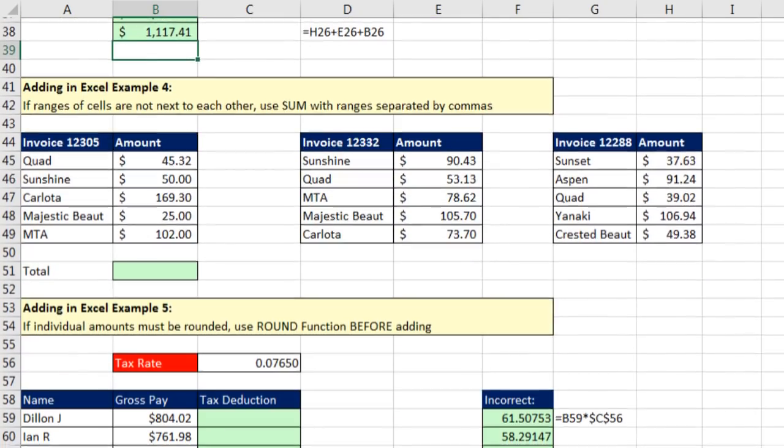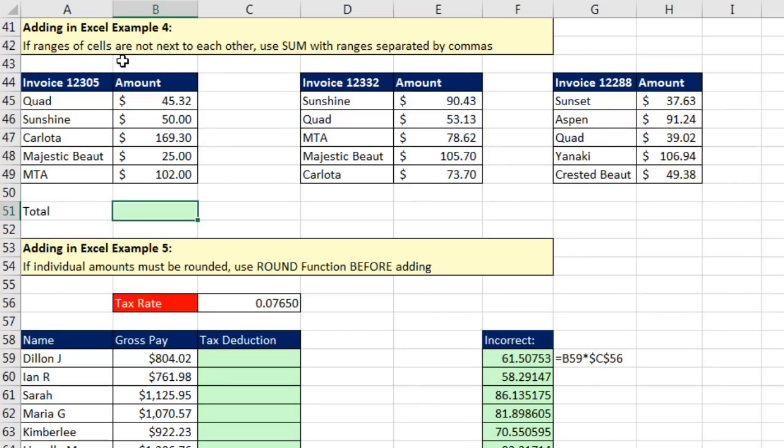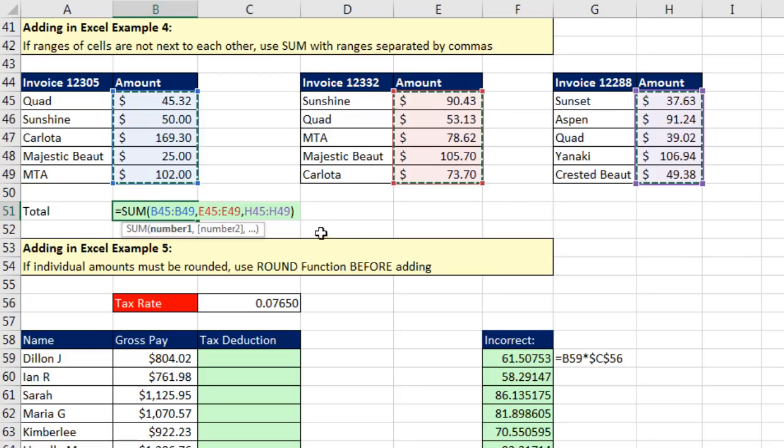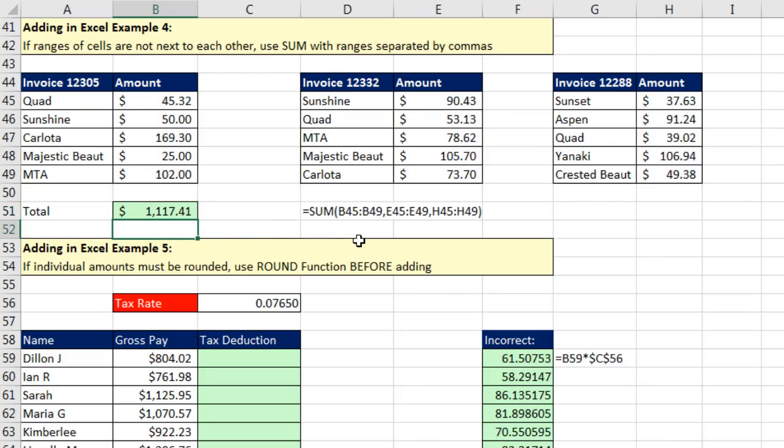All right, example number 4. If the ranges of cells are not next to each other, use the sum with ranges separated by commas. So Alt equals, I do not want that empty cell there. I'm going to highlight just the numbers I want. You either type a comma or I'm going to hold Control, click. I'm still holding Control. I'm just clicking, clicking, clicking. And there it is. We're perfectly all right to add from 3 different ranges and Enter. Notice this is the same example we had earlier, but we didn't have the totals at the bottom.